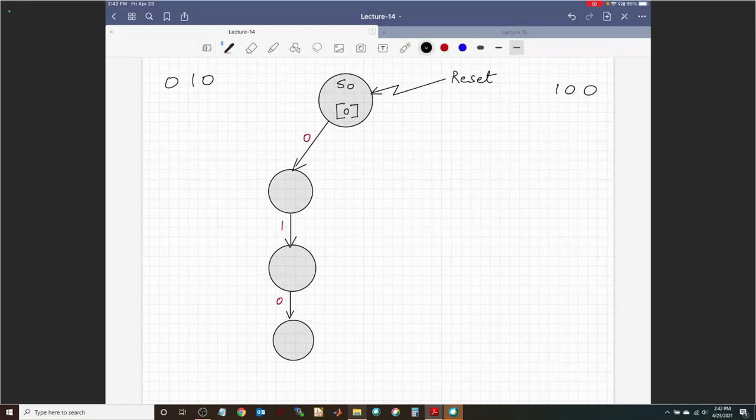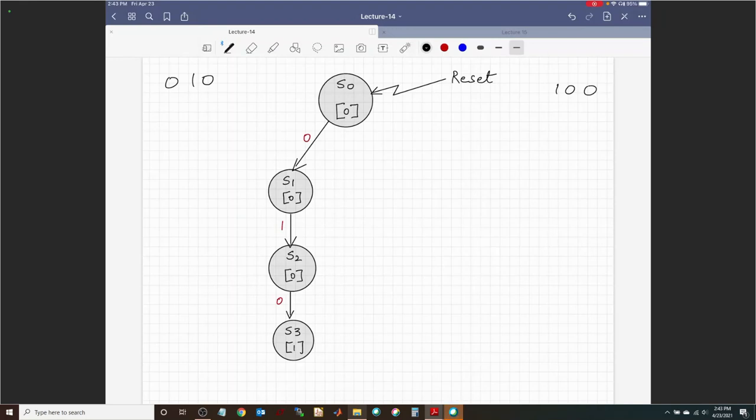So next, I'm going to call these guys S1, S2, and S3. What are the outputs going to be? Well, the outputs are going to be 0 over here. Don't assert it over here. But if you are in S3, you are going to assert that output 1. So that's sort of your one path.